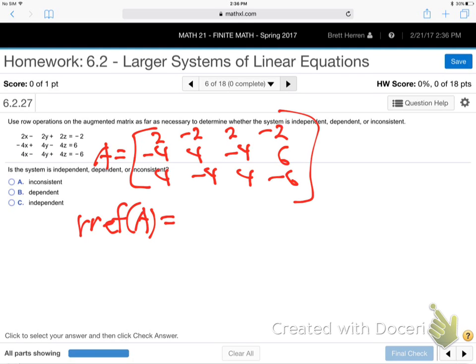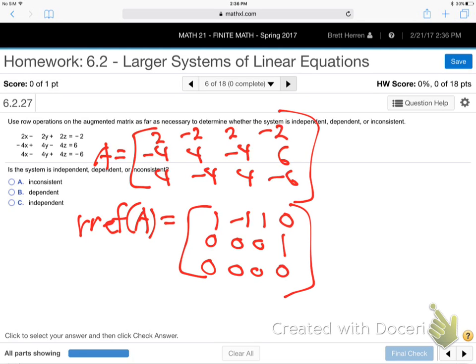Fast, I messed it up. All right, I'm getting 1, minus 1, 1, 0. So 1, minus 1, 1, 0, is that right? Yeah, and then 0. Yeah, good, that's what I was hoping for. I got that. Do you guys get that?